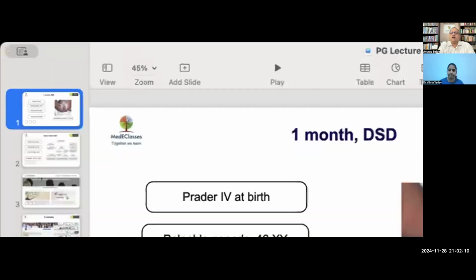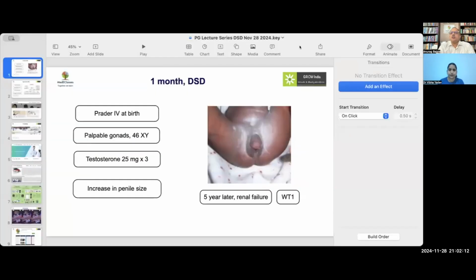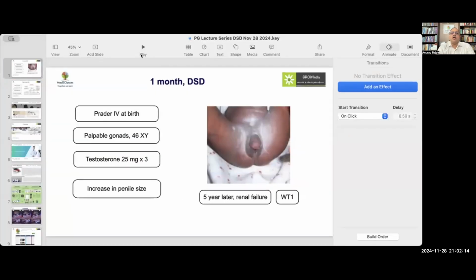So over the next hour or so, we're going to discuss the pathophysiology, etiology, evaluation and management of DSD. At the end, we will have objective structured questions which will be done by Dr. Nimisha. So we'll start off with DSD, which is extremely important to identify, as discussed by Dr. Vibha, because there are lots of implications.